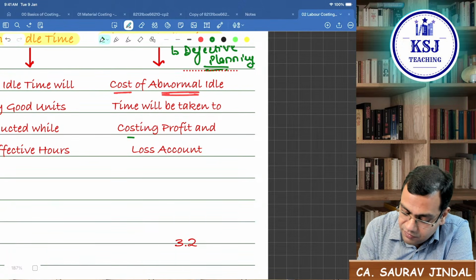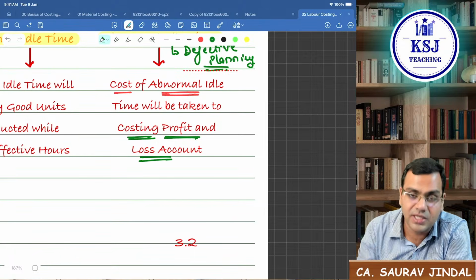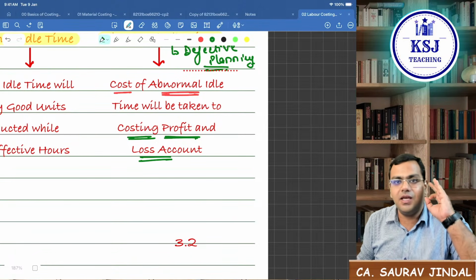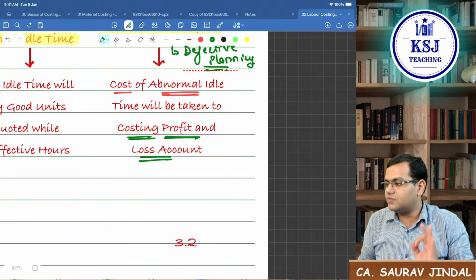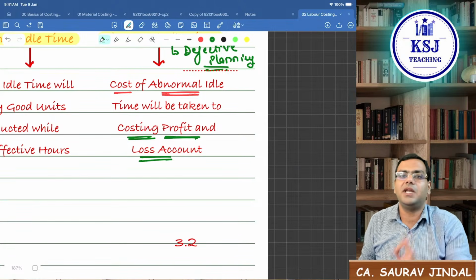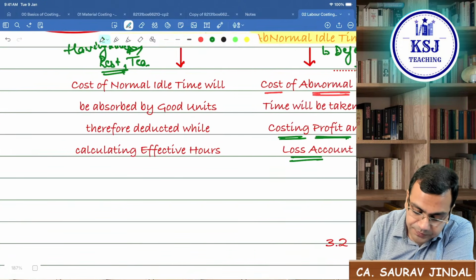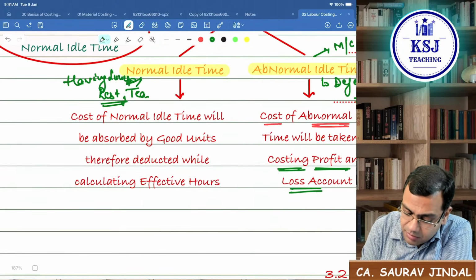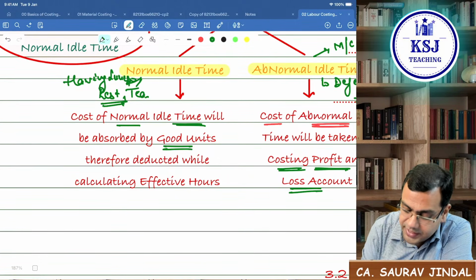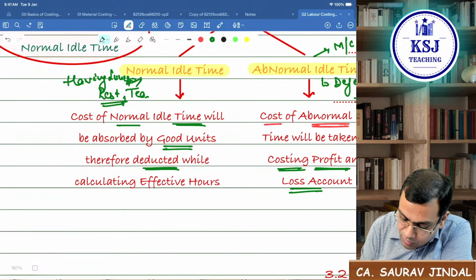It will be taken to where? It will be taken to the costing P&L account. Yesterday also I told you that if there is any abnormal loss, that abnormal loss will always be taken to the costing profit and loss account. What about the normal loss? The cost of the normal idle time will be absorbed by good units, therefore deducted while calculating the effective hours.